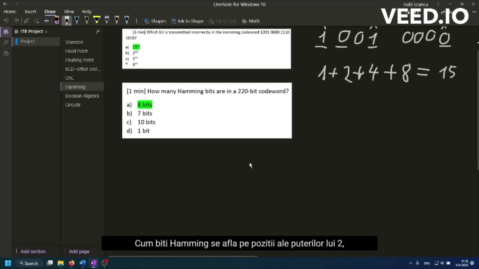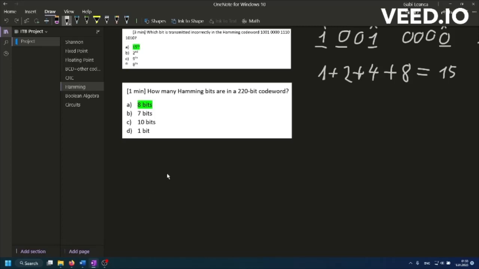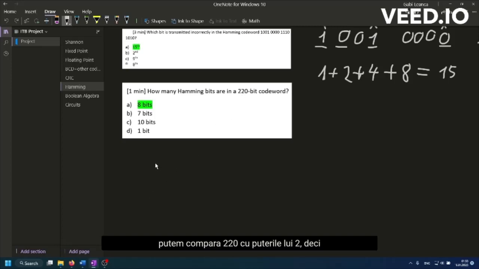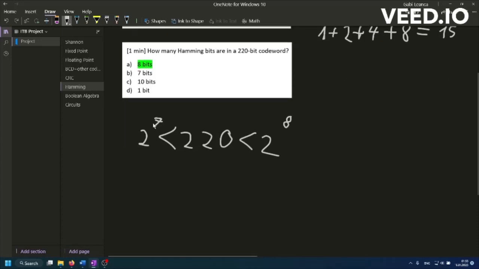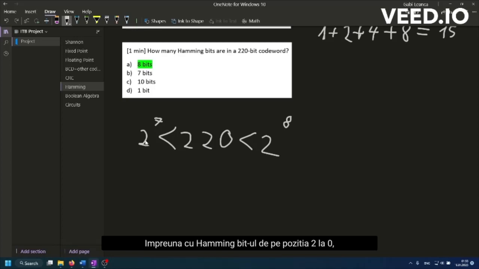Since Hamming bits are situated on positions that are powers of 2, we can compare 220 to powers of 2. So 2 to the power of 7 is smaller than 220, which is itself smaller than 2 to the 8th. So together with the Hamming bit that is on the position 2 to the power of 0, there are 8 bits in the code word. And the result is here.